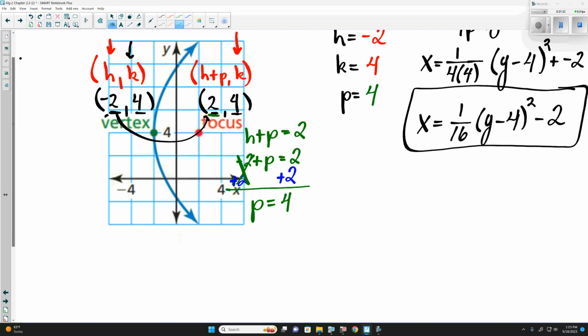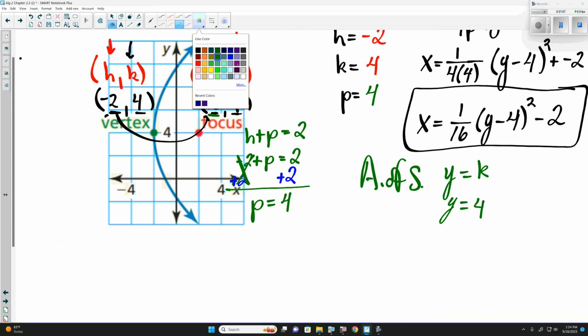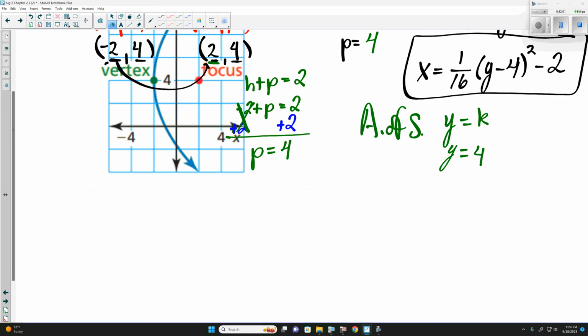Now, I didn't ask for the axis of symmetry, so you don't have to write this. But the axis of symmetry for this one in the general form is y is equal to k. And for us, the value of k is 4. So y is equal to 4. Now the other part was the directrix.